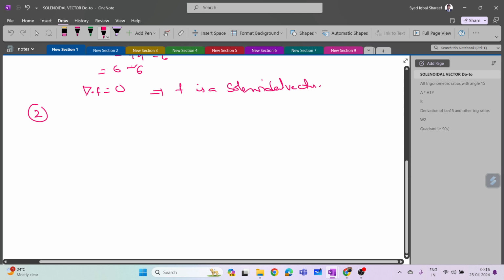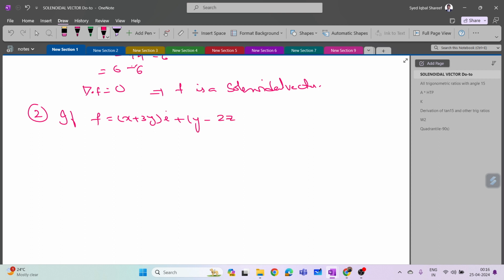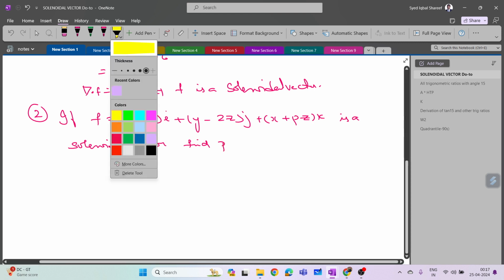If F equal to (x plus 3y) i plus (y minus 2z) j plus (x plus pz) k is a solenoidal vector, find the point p. What is p?